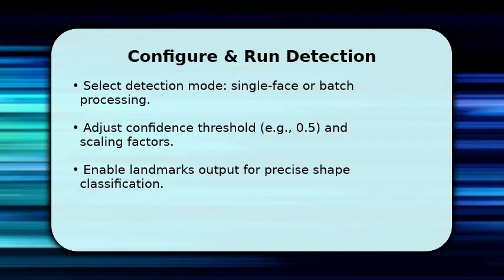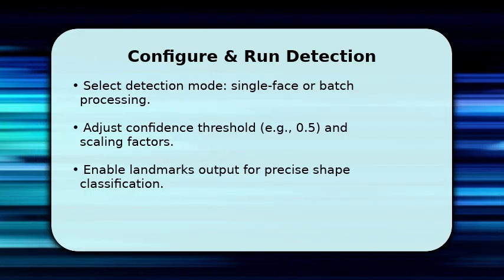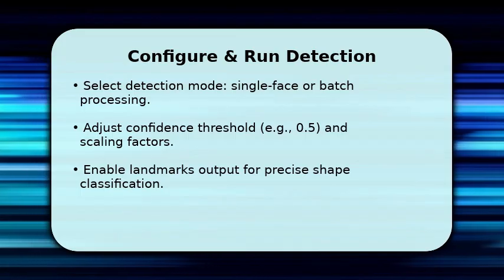Make sure to enable landmark output if you need shape angle data, because those points drive classification. Finally, execute detect with save results to generate annotated images and a JSON summary for later.